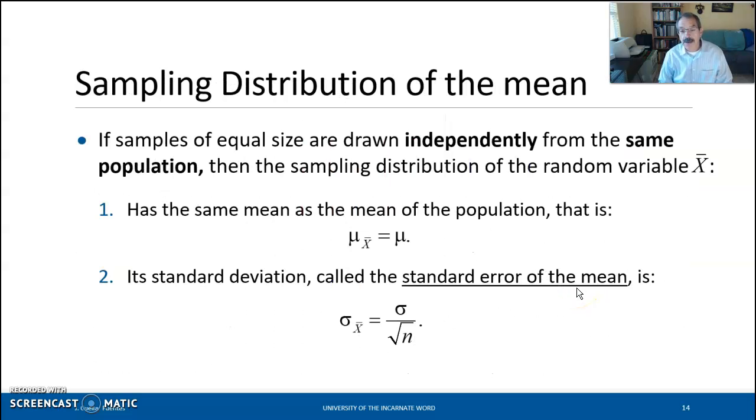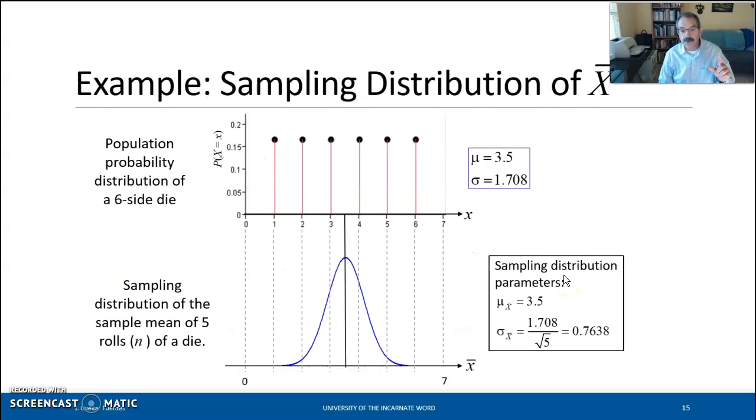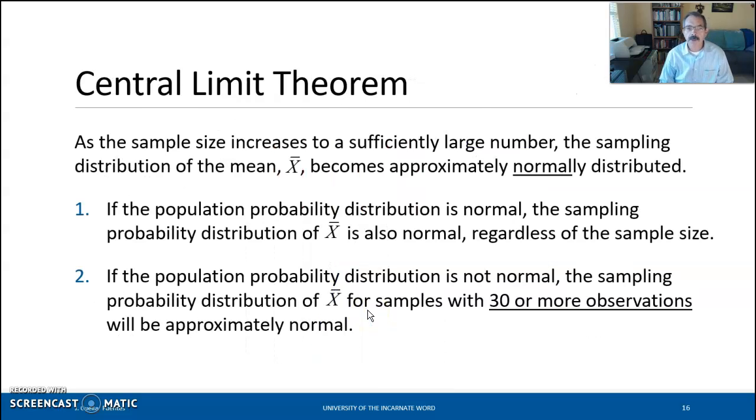So now we have two important characteristics of the sampling distribution. We know its mean and we know its standard deviation. And here I'm showing a hint that the sampling distribution might be normal. To determine that, we're going to look at a very important theorem in statistics. It's so important that it's called the central limit theorem, because as sample sizes increase, distributions approach what is called the limit distribution, which is the normal distribution.